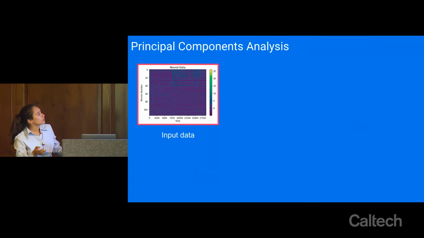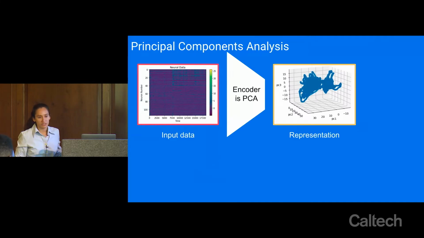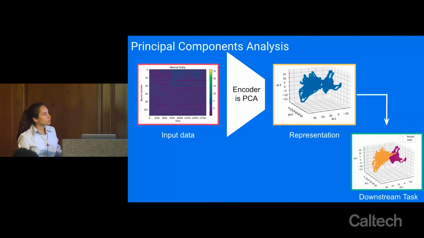To be more concrete, and this is the code that we went through on Monday, you have some number of neurons across time, and that's your input data. You're using an encoder. In this case, we're using principal components analysis, and we're creating some representation. In this case, a three-dimensional space. And then the downstream task, there were many that we explored, but one of them is being able to determine the sex of the intruding animal. And so there's male or female, and we can classify that if that's what we wanted to do with our downstream task.